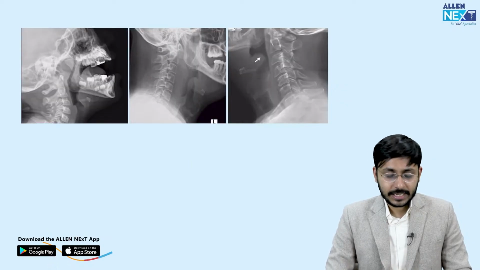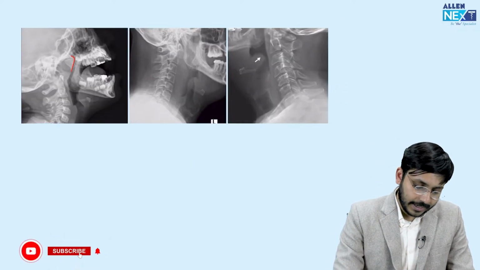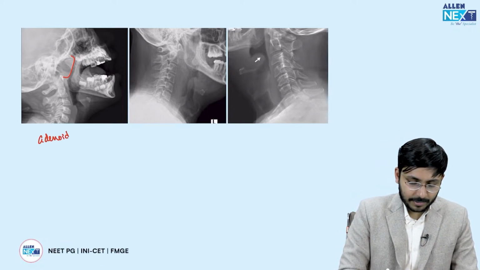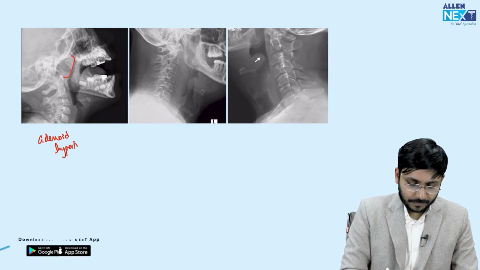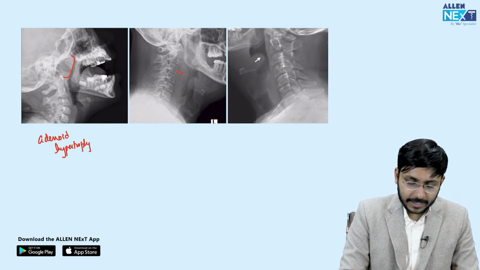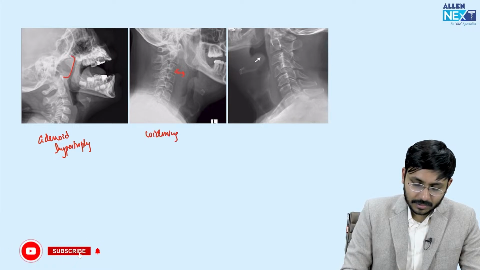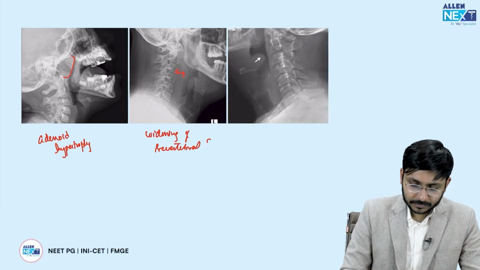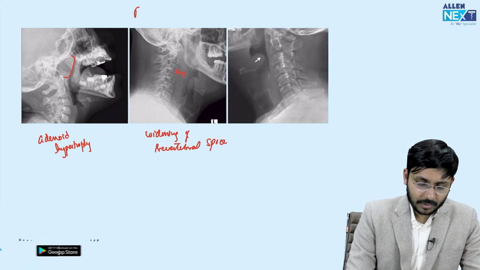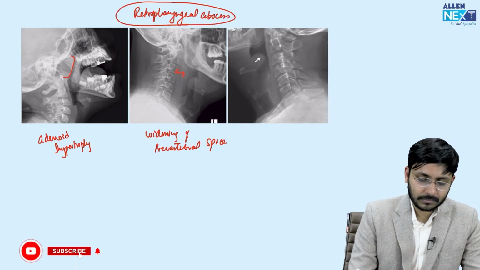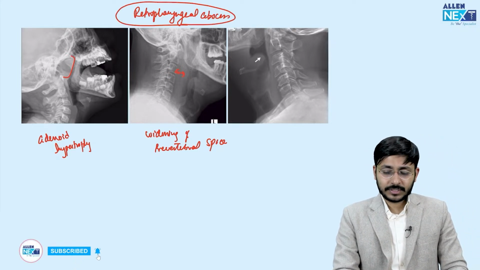Similarly, if in a child you see this narrowing of the nasopharyngeal airway, this is adenoid hypertrophy. And if there is widening of the prevertebral space, this is a retropharyngeal abscess.